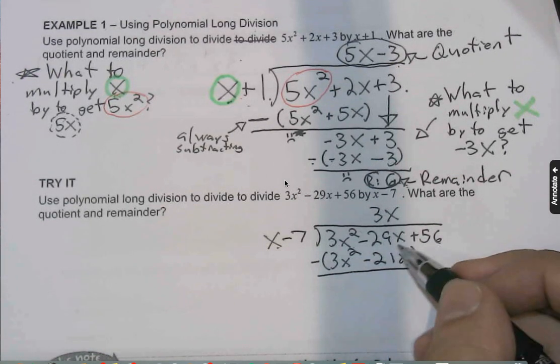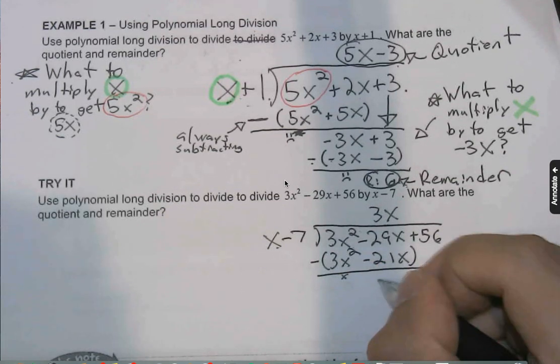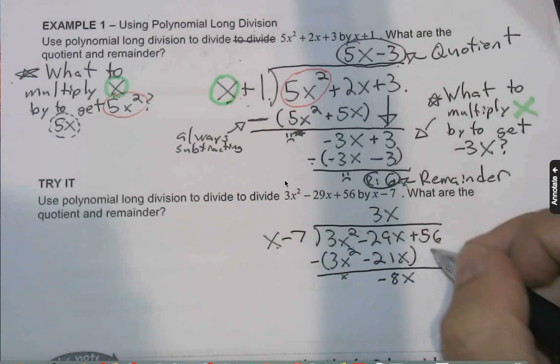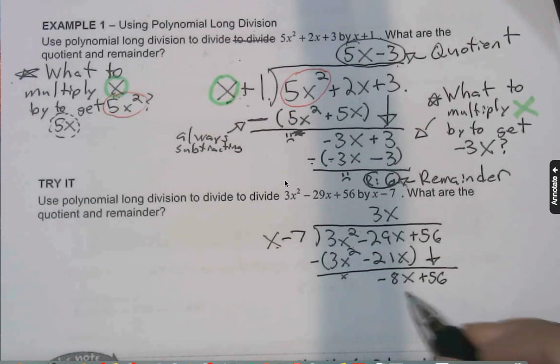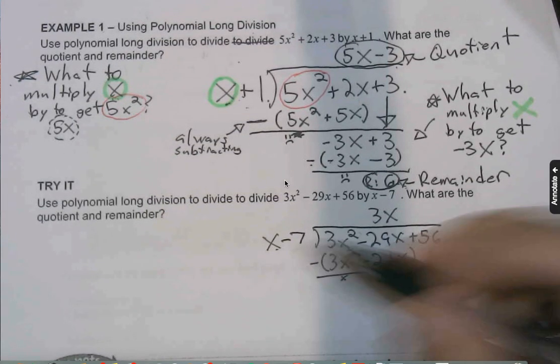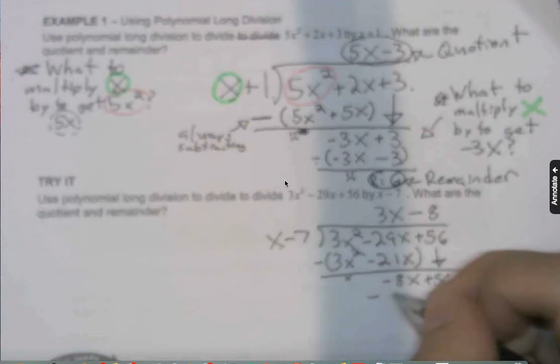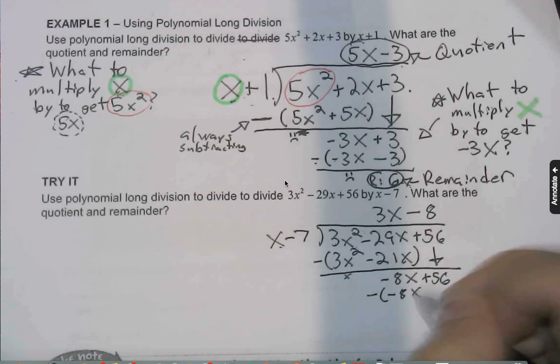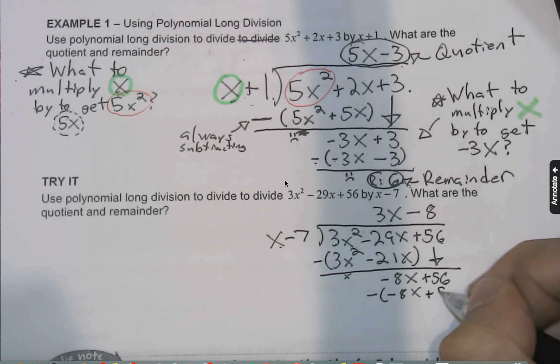Negative 29x, subtracting negative 21x would get us negative 8x. Bring it down, 56, there it is. What times x gets us negative 8x would be negative 8. We're then subtracting negative 8x. Negative 7 multiplying with negative 8 would then add on 56.